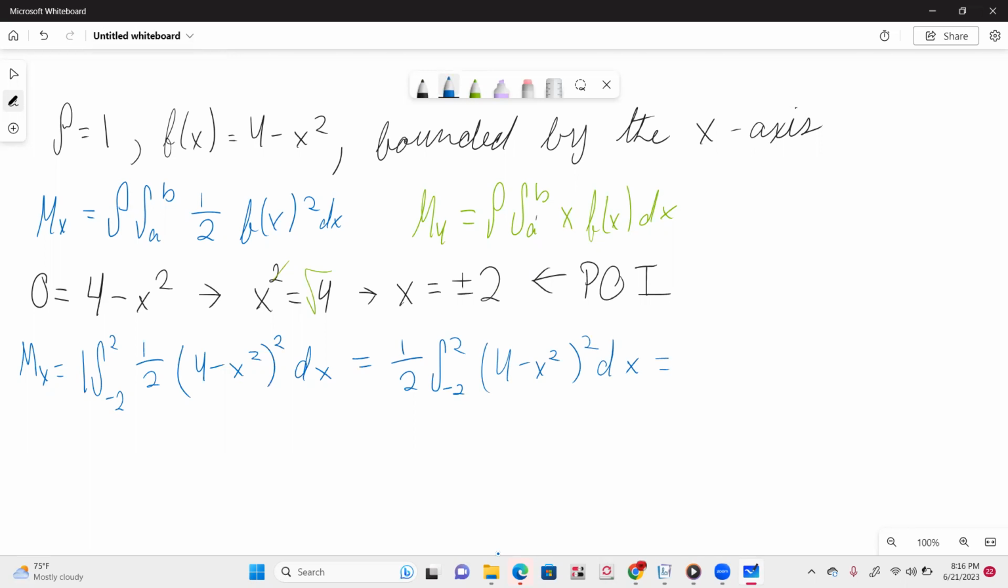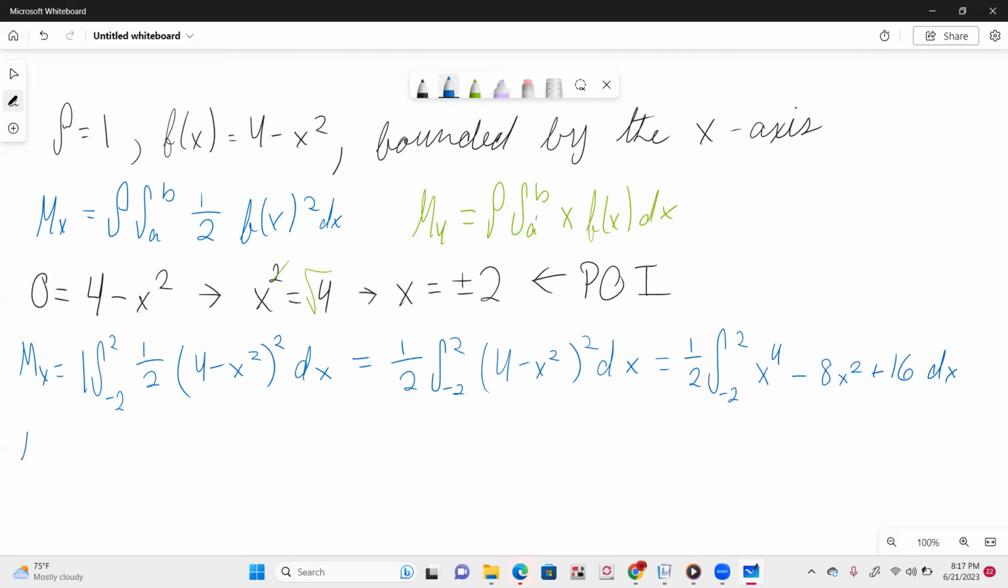Now, we can FOIL this out. So we're going to get half, negative 2 to 2, and that is going to get us x to the 4th, minus, it's going to be negative 2x times 4 plus negative 2x times 4. So it's going to be negative 8x squared. And then 4 times 4 is 16, plus 16 dx. Now this is simplified enough where we can easily integrate.